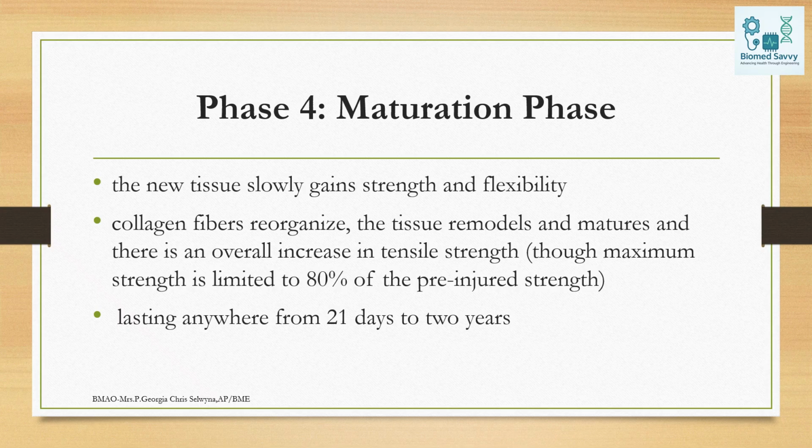The final phase is the maturation or remodeling phase, which may continue for several months. During this phase, type 3 collagen is gradually replaced by type 1 collagen, and collagen fibers are reorganized along lines of tension. The vascular density of the wound decreases and the scar tissue becomes paler and stronger. Although tensile strength increases significantly, it rarely exceeds 70 to 80% of normal tissue strength.